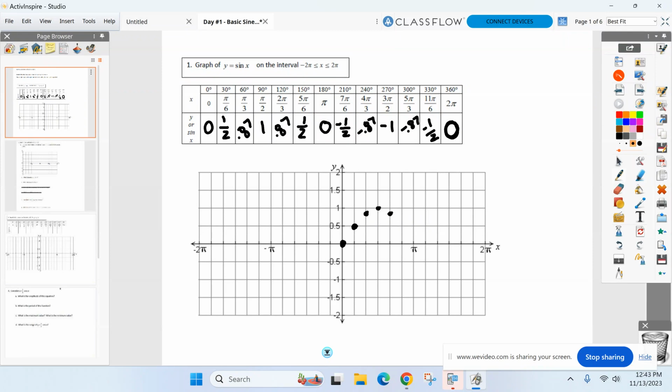So keep following your chart. And then after pi, you should be going in the negative direction on the y-axis. Good. Before we connect them. Okay, we ready to connect?